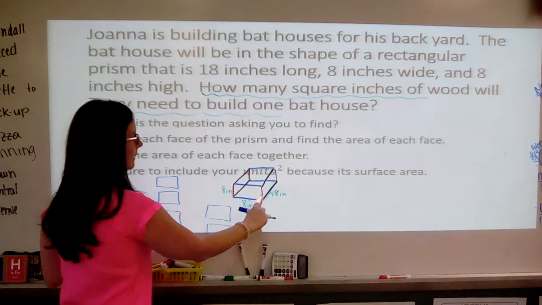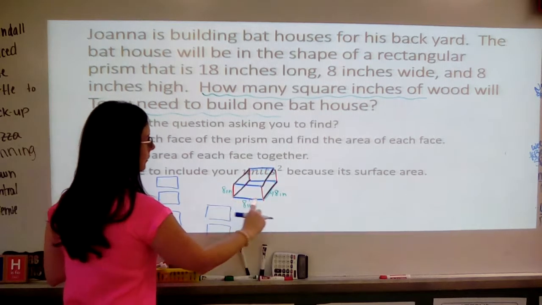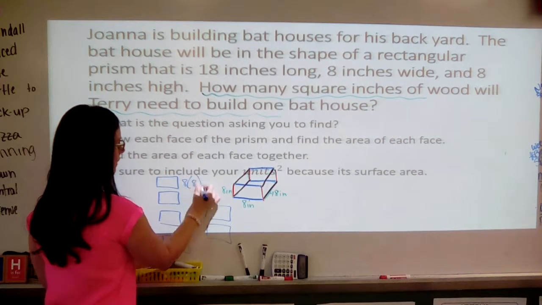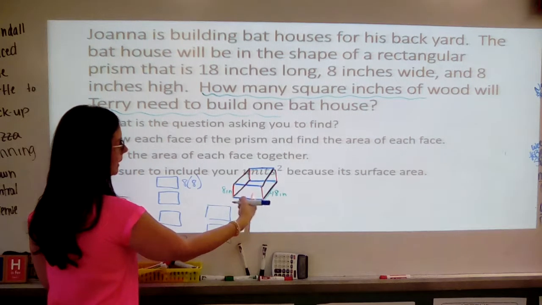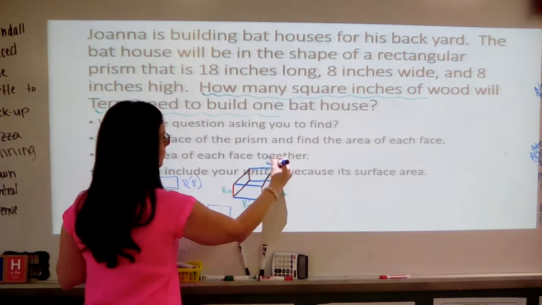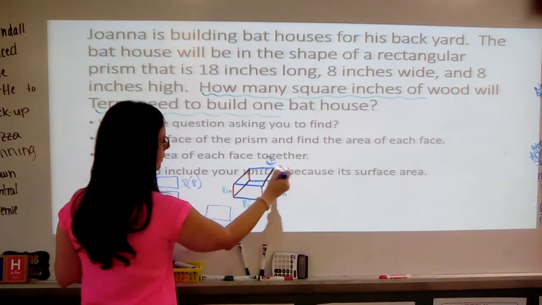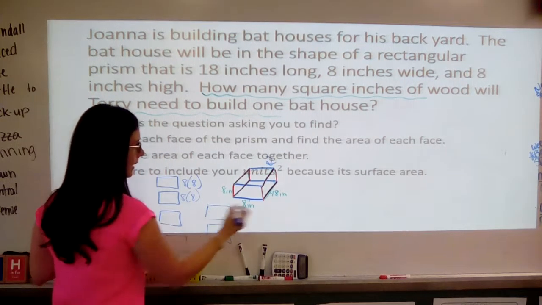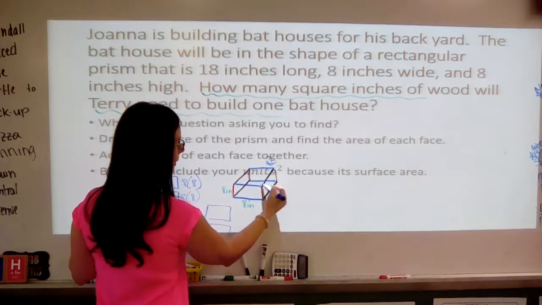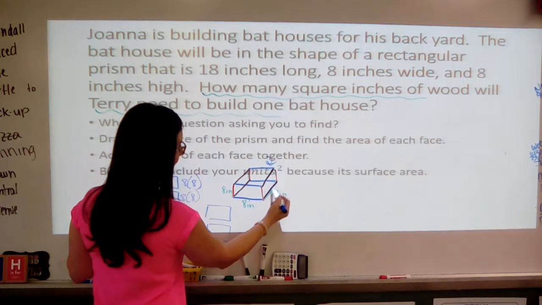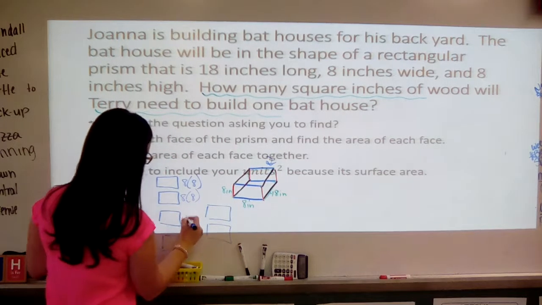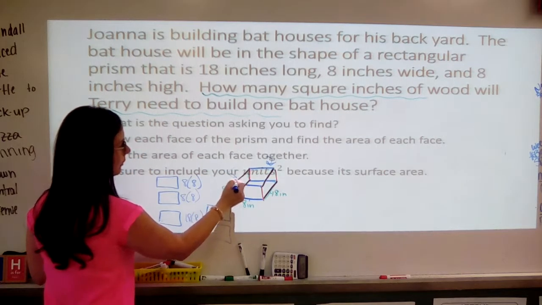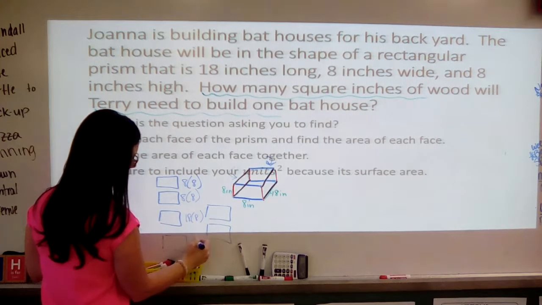If I'm going to look at this front rectangle here, I know that it is a red and a blue, if you see that. So it is 8 by 8. And if this small rectangle here is 8 by 8, I know that this rectangle back here, this one that is blue and red, is also 8 by 8. Then I'm going to look at my side, the long one here. That one is black and red, so it is 18 by 8. If this one is 18 by 8, I also know that this one on the side here is 18 by 8.